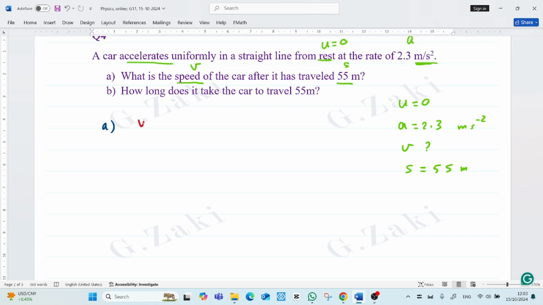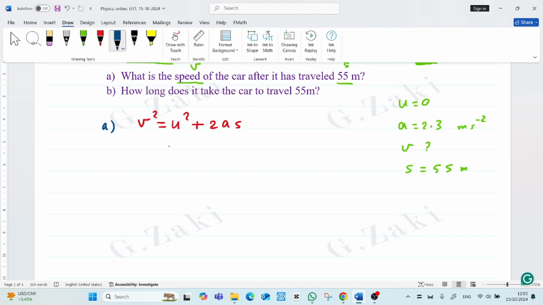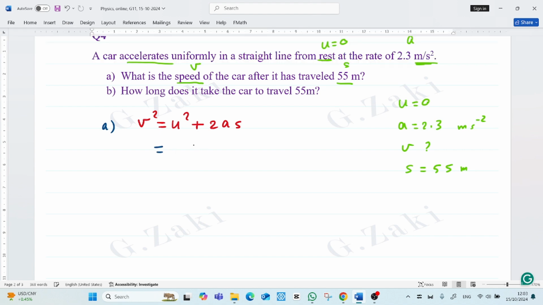V squared equals U squared plus 2AS. Substitute. V squared is the required. U is 0. 0 squared plus 2 multiply A 2.3 multiply S 55. We use the calculator to get the answer. The answer is 253. This is V squared.